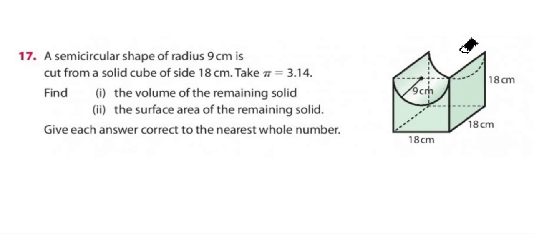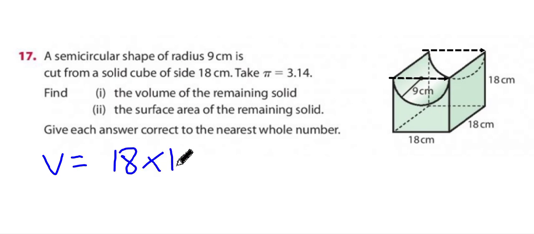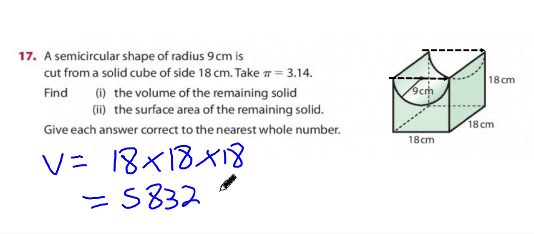So we cut a cone from a cube. The cube's volume is length by width by height. And what do you get for that? Centimeters cubed. Okay. And then what we're going to do is remove half a cylinder from it.